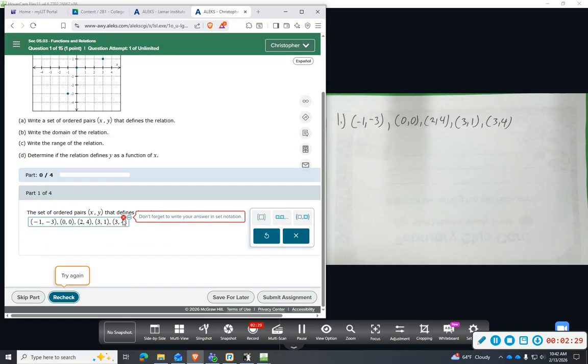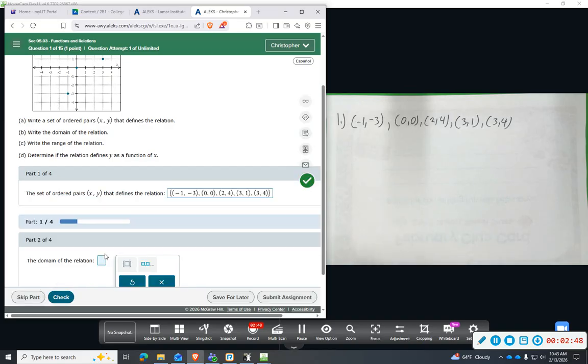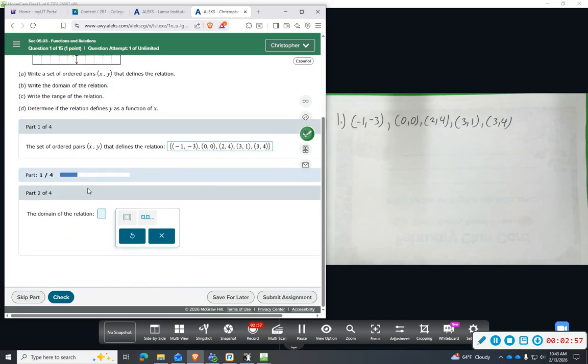Don't forget to write your answer in set notation. Do we need to put this in a curly bracket? Okay, so I want you to write it in set notation, put curly brackets around the whole set of ordered pairs.